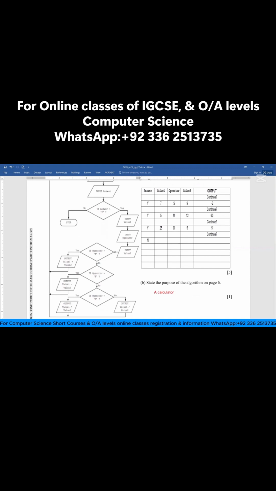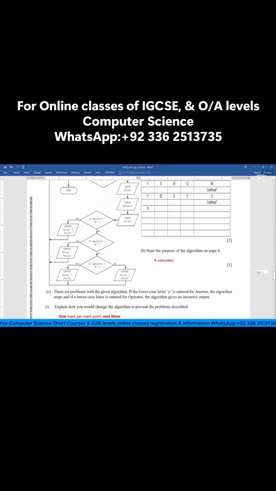Okay. State the purpose of this algorithm on page 6. So it's so simple. You can see for yourself. It's a calculator. So it's asking you to state, so you will simply state a calculator. That's perfectly okay. Now there are problems. Now part C.